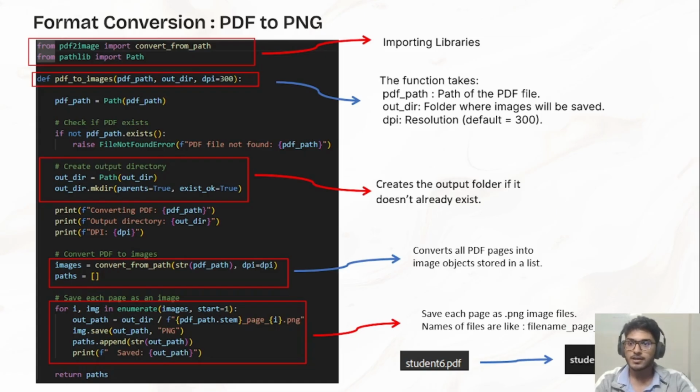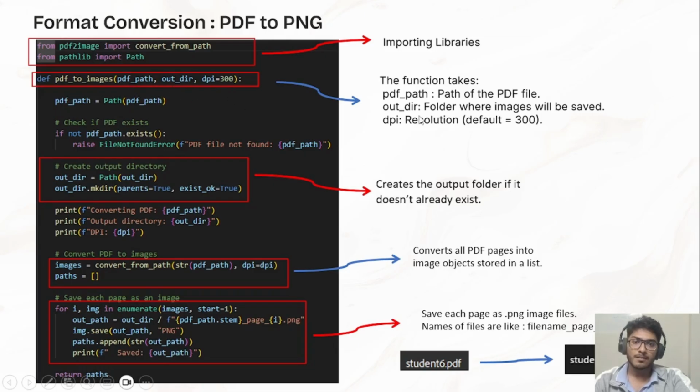The code is there. Firstly, we have imported the libraries. We have imported the pdf2image library and the pathlib library. Then we have defined a function pdf_to_images, which takes three variables: pdf_path, out_dir, and dpi equal to 300.